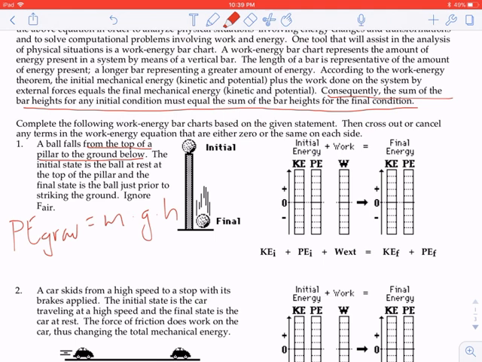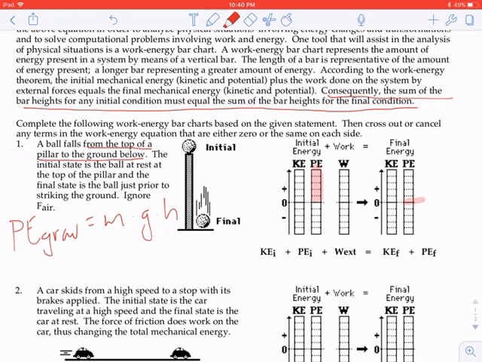So at the top of the pillar is the initial condition. We're going to say that this ball has full potential energy, and then as it falls, just before it hits the bottom, its height reaches 0. So it's going to have no potential energy then, and I'm just going to call this 0.